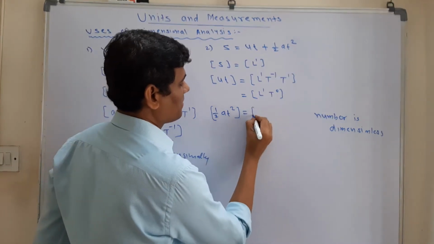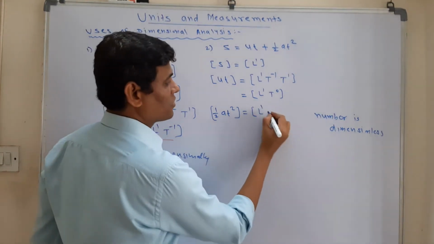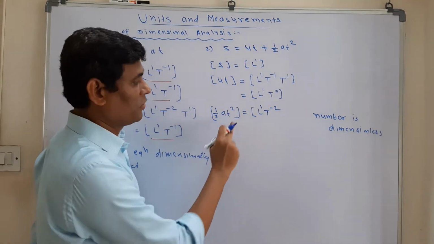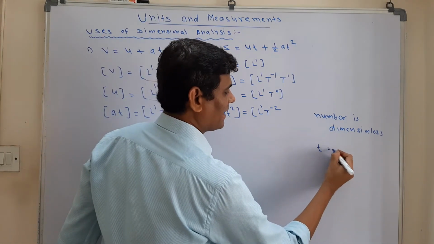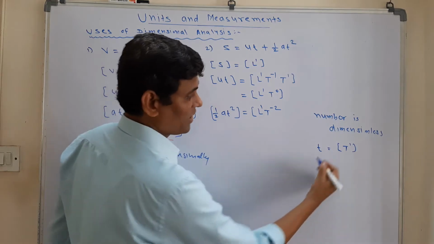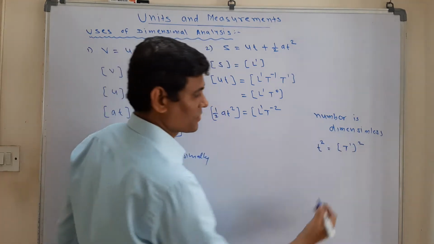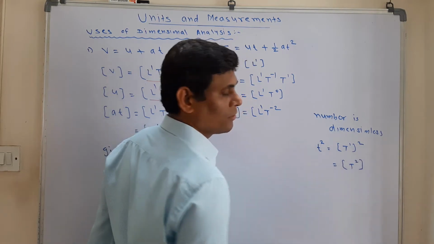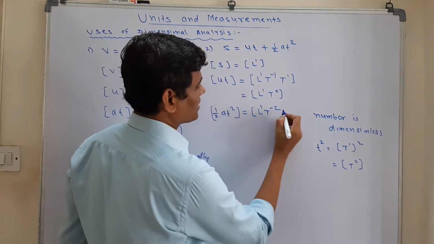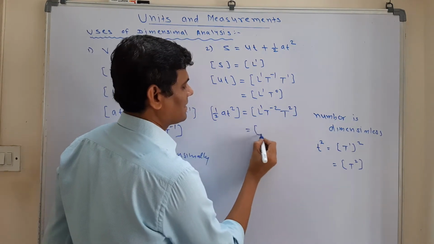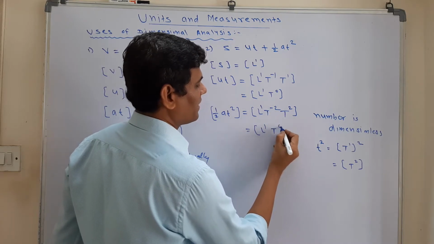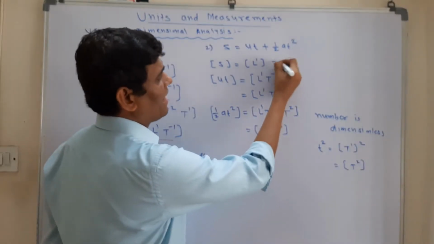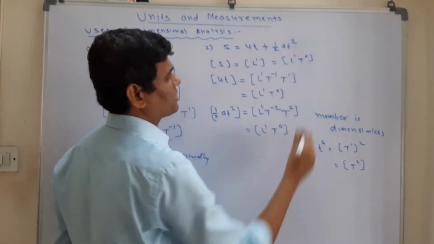So what is the dimension of acceleration? L raised to 1, T raised to minus 2. Now this t is t squared. Suppose I take t, what is the dimension of t? T1. If I square this, its dimension is also squared. So T raised to 1 into 2, that is T raised to 2. That is L1, T raised to minus 2 plus 2, that is T raised to 0. So if I see the dimension, there is no T here, but if I want to write, I can write L raised to 1, T raised to 0.